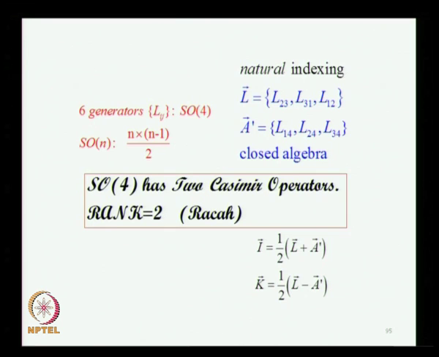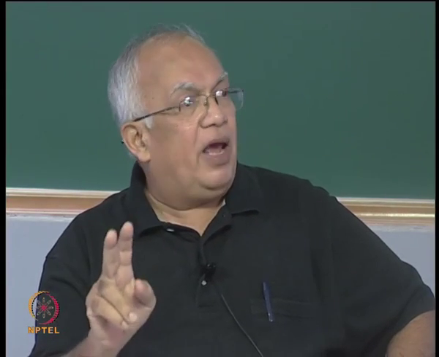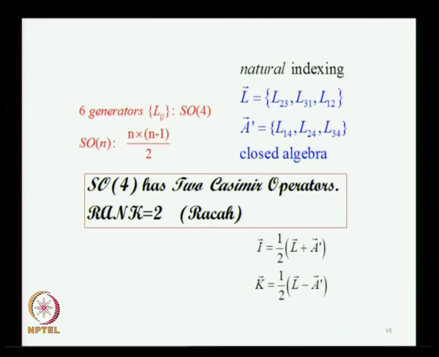I define 2 auxiliary operators I and k. These are just the sum and the difference of the angular momentum and the Pauli-Lenz vector, okay. I equals L plus A prime by 2, k equals L minus A prime by 2. So this is just half the sum and the difference. These are not the Casimir operators, but the Casimir operators are defined in terms of I and k. I have introduced these 2 operators I and k as intermediate auxiliary operators, and the Casimir operators are defined as I square plus k square, which gives you one Casimir operator, and I square minus k square, which gives you the other Casimir operator.